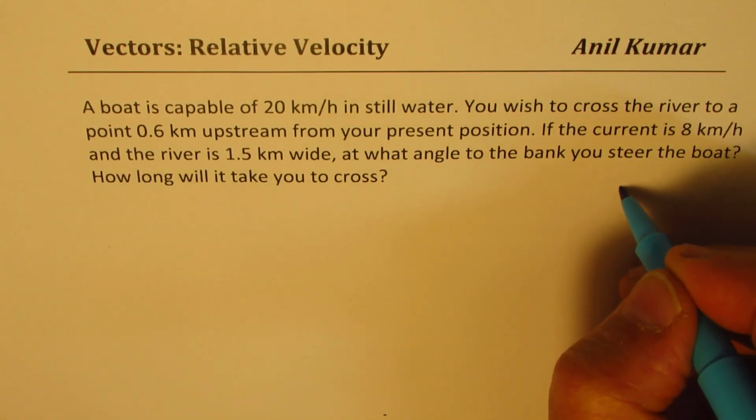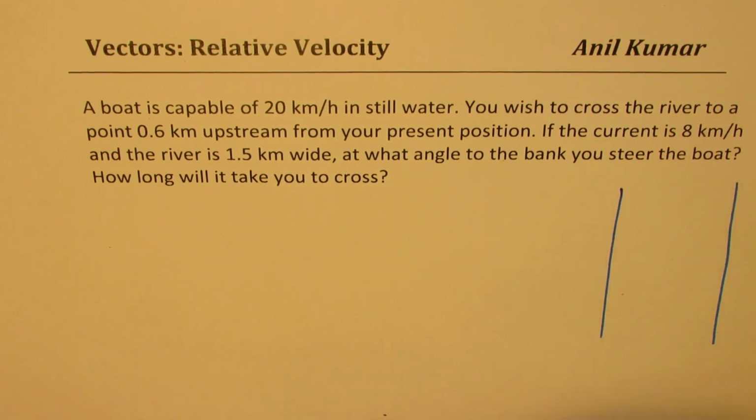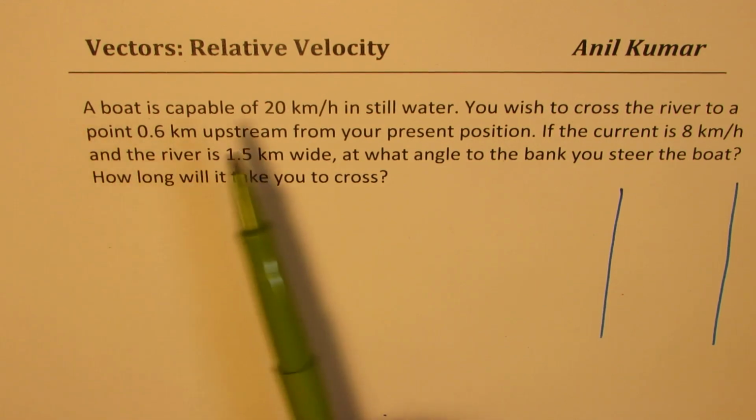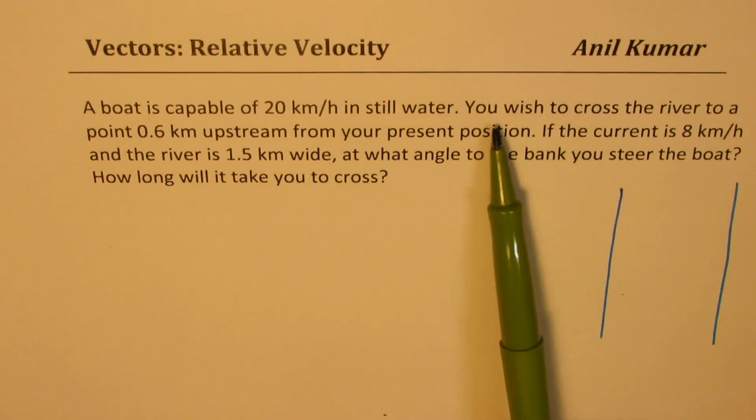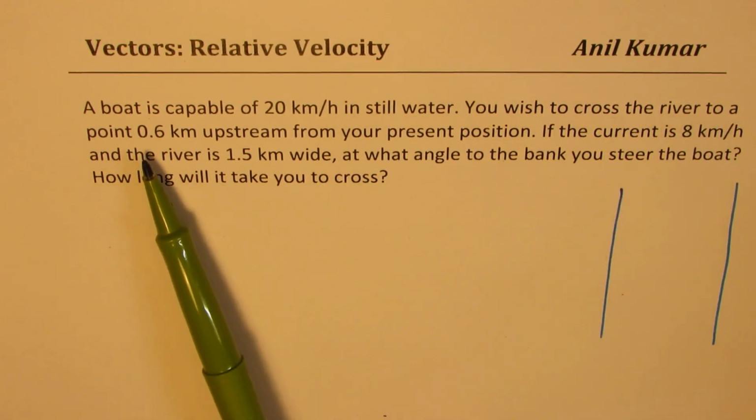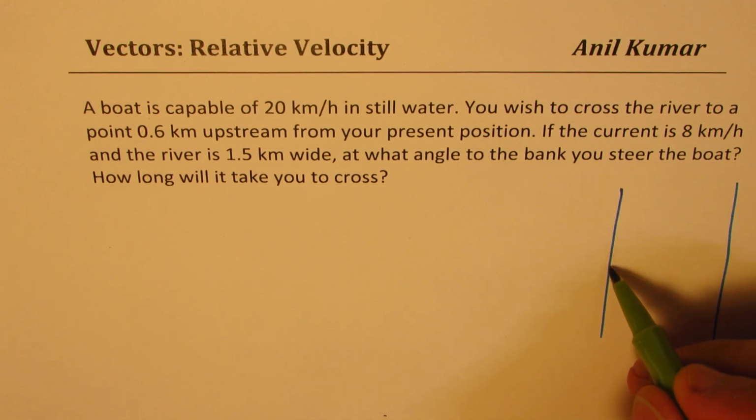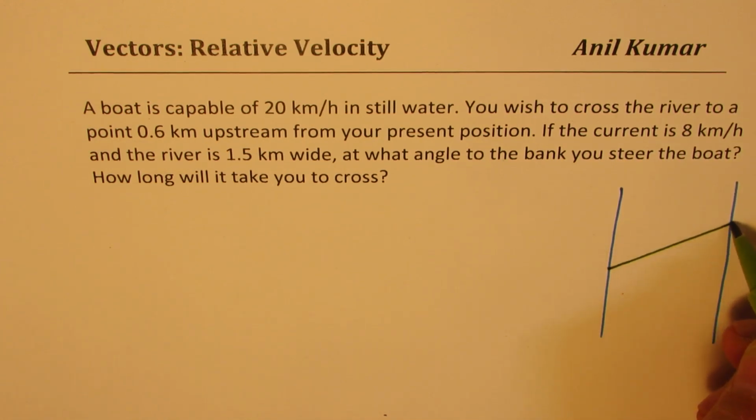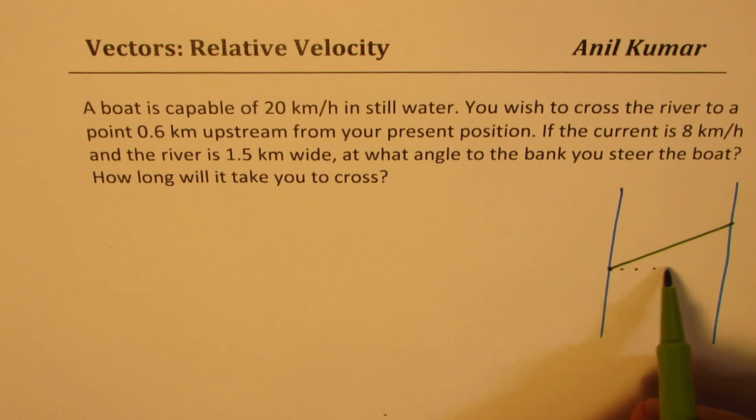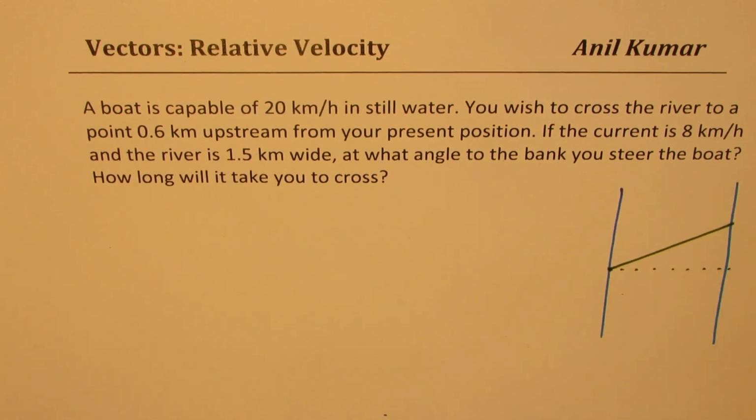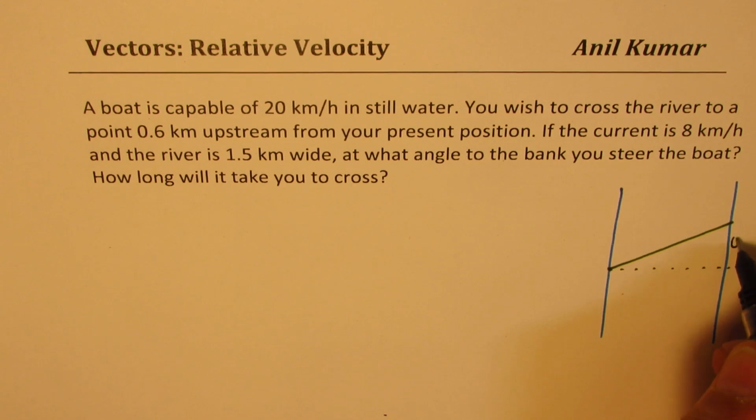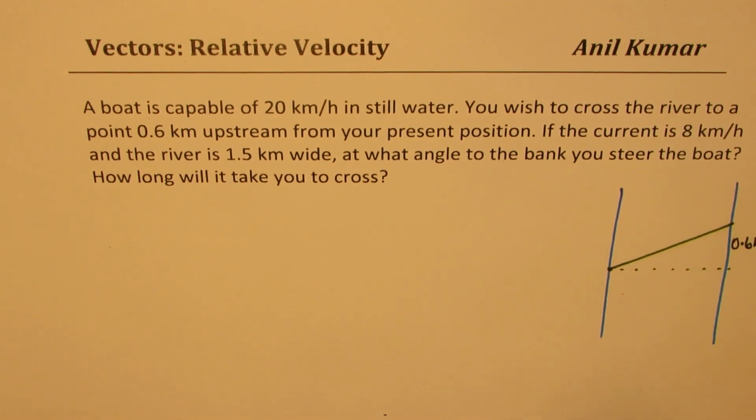So let's first make this sketch. Let's say this is the river. The two banks are always assumed to be parallel in such situations. What is given is that the boat in still water is 20 kilometers per hour, and you wish to cross the river to a point which is 0.6 kilometers upstream. So you want to go from here somewhere like this, right? If I choose this to be my opposite side, then this distance is 0.6 kilometers. Let's say this point is A and you want to reach B.